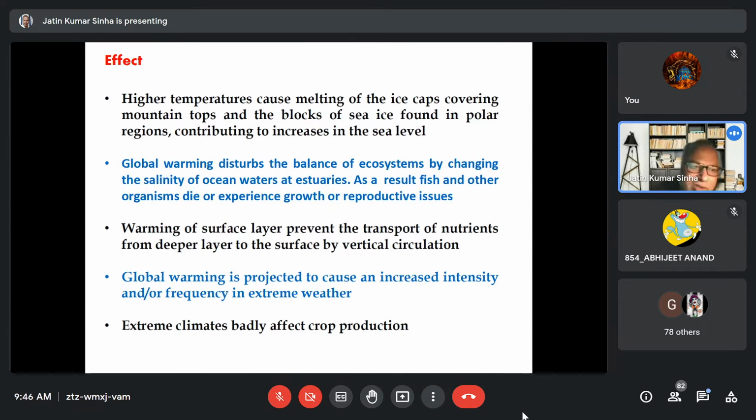These types of effects, global warming, increase or decrease of temperature, are natural phenomena. Natural phenomena means that if you see the weather pattern on Earth, there are different ages.